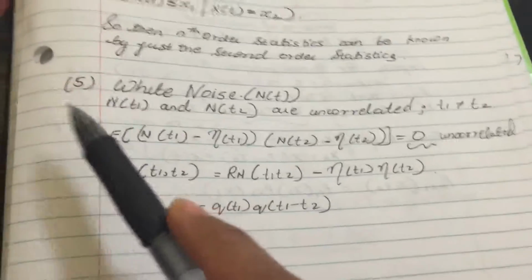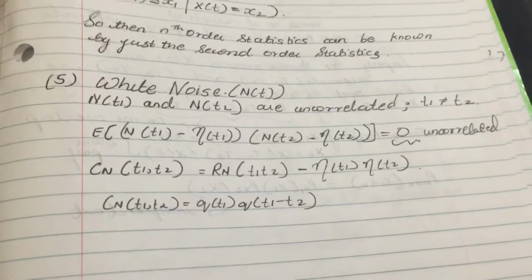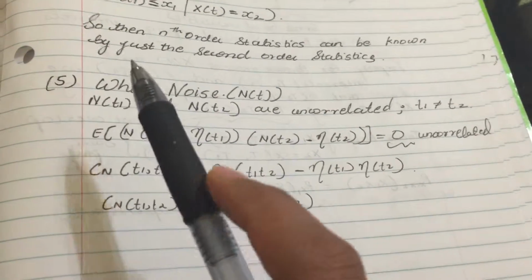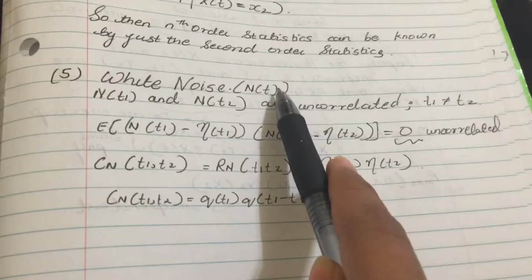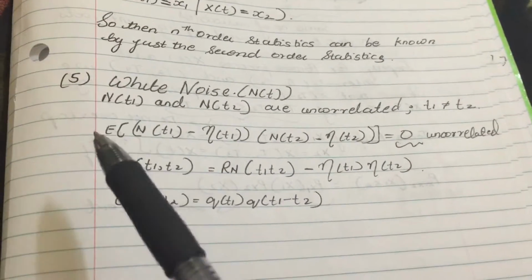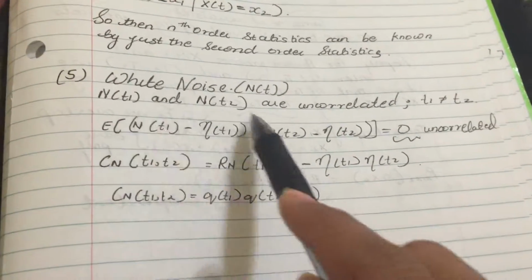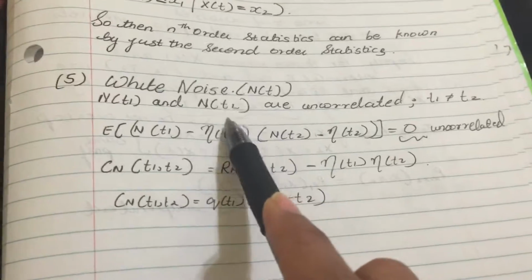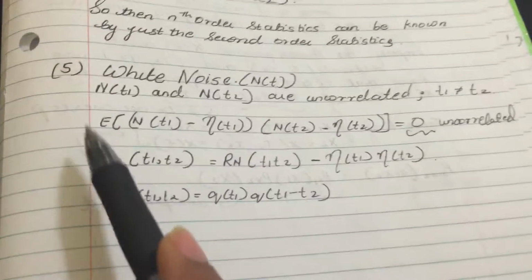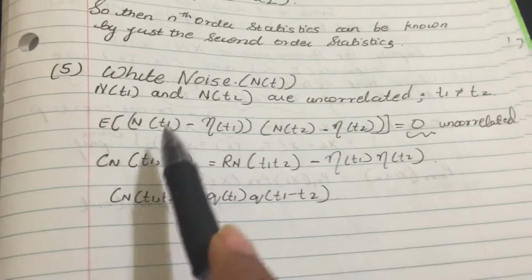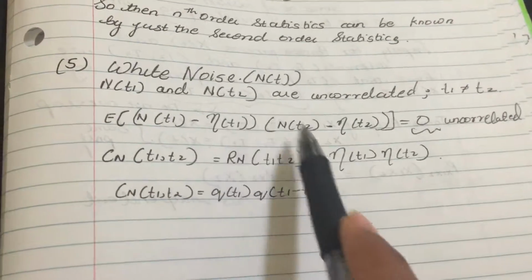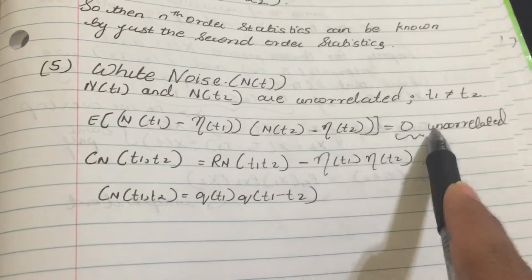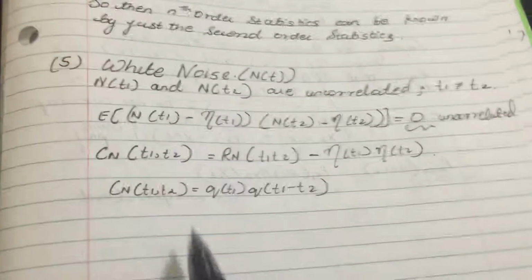Now going to the white noise, which is the last part of this question. So the property for white noise is basically, if white noise is denoted by n of t, then two processes happening at two different intervals of time are uncorrelated. So n of t1 and n of t2 are uncorrelated. Therefore, we can write that the expected value of n of t1 minus eta t1 into n of t2 minus eta t2 is equal to 0, uncorrelated.